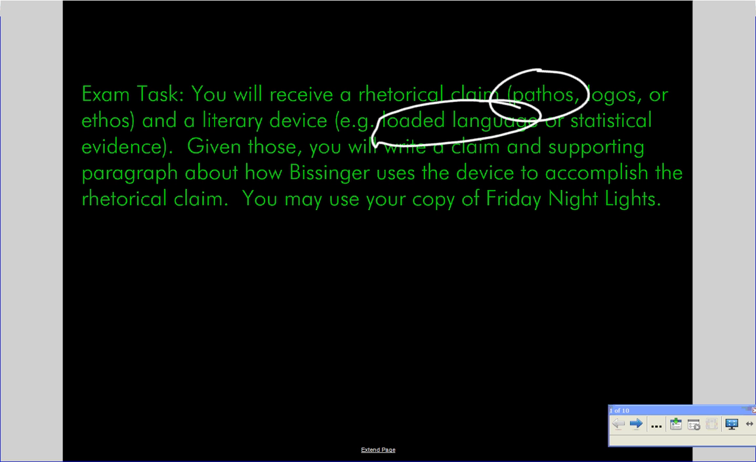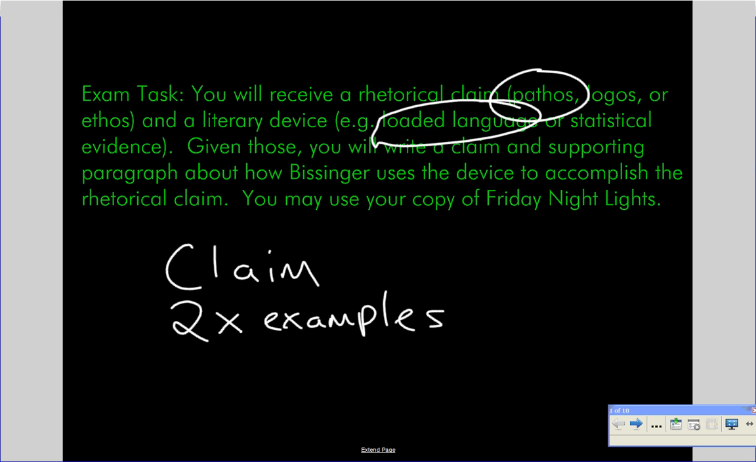The paragraph must include a claim, and then two examples, and a conclusion. I'd say claim is one sentence, two examples, probably two sentences per example. You're talking about four there. About a six sentence paragraph. That would be efficient and should be relatively easy. So that'll be your task.